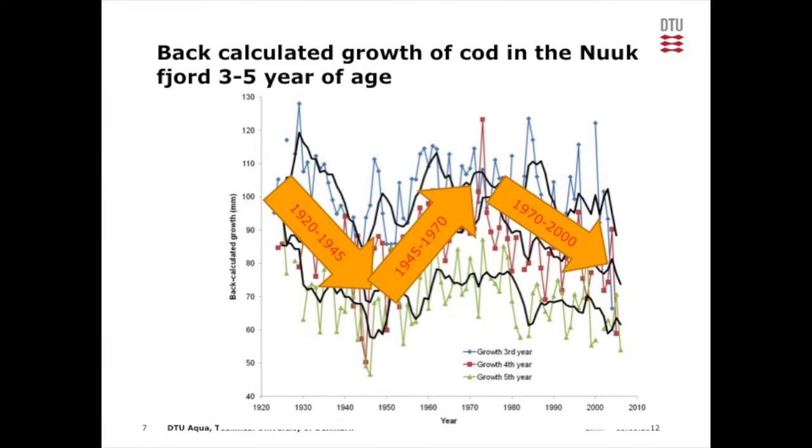So very briefly, this is cod growth back from 1920. We had a period of decreasing growth from 1920 to 1945. Then we had increased growth to 1970, and then decreased growth again from 1970 to 2000. And these fit very well with the abundance of cod in Greenlandic waters over time.